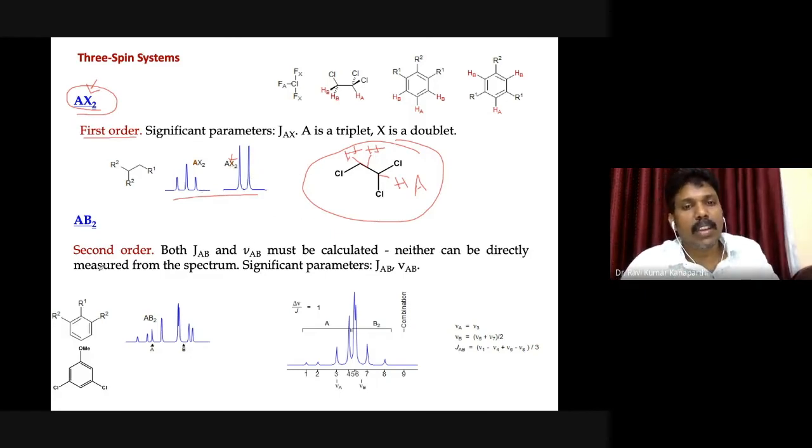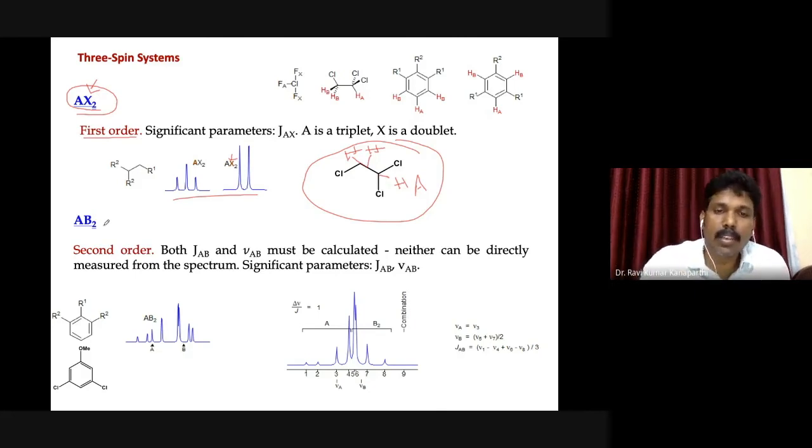Similarly, we can also have the AB2 system, where the chemical shift values of one signal can be very close to the two other chemical shift values, two signals. This is a pictorial representation of these two, and this is how it will look. The best examples of AB2 systems are the tri-substituted benzenes.